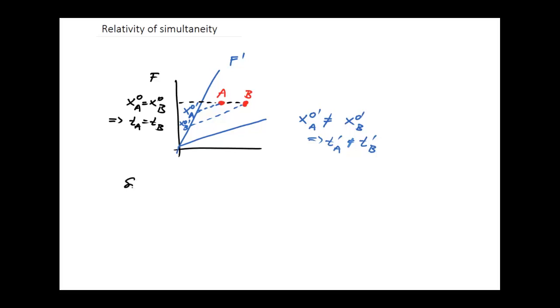So these two events are simultaneous in F, but not in F primed. It's a direct consequence of the fact that this basis vector E1 primed is rotated, is tilted with respect to E1. This means when we measure the time coordinate of events, we have to go parallel to this tilted axis, and this implies that what's simultaneous in one frame is not simultaneous in the other frame.